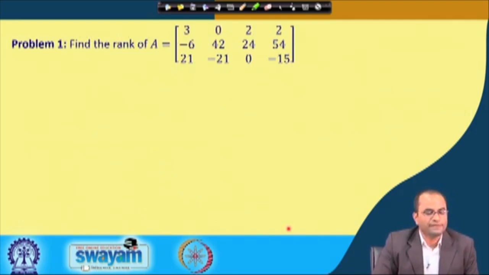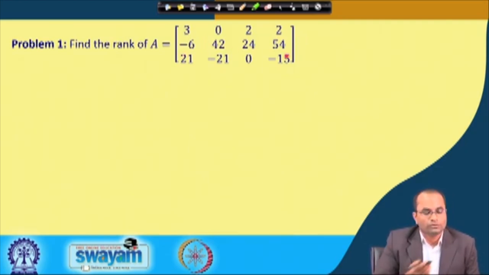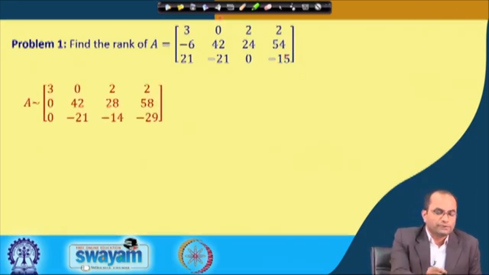Now, here we will find the rank of the matrix. So, rank of this matrix here, 3 0 2 2 and then. What do we need to do for finding the rank? We have to convert it to the row reduced echelon form. So, in this case we will try to set this to 0 here with 2 times the row 1 we will add, and that will give us 0 here.